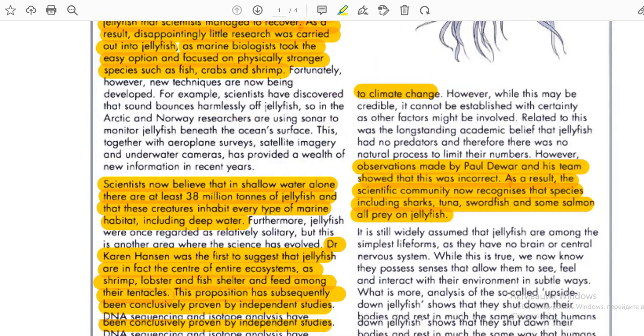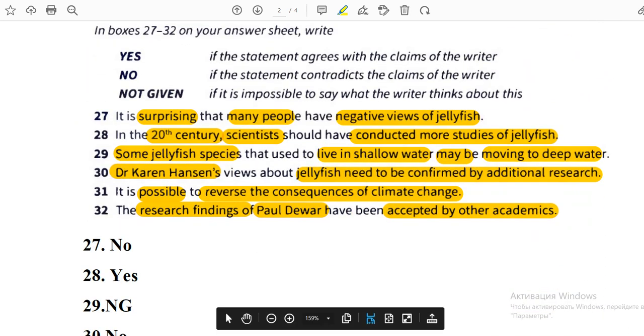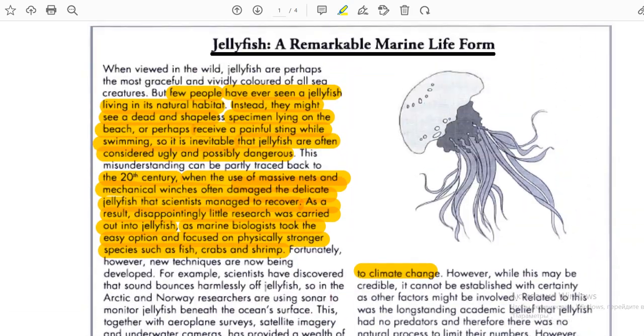Let's go forward. The next one, 28. In the 20th century, scientists should have conducted more studies of jellyfish. So 20th century scientists and conducted more studies of jellyfish are our located words. Let's go once again to our first paragraph because we need to complete this.